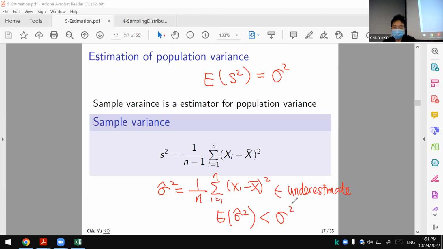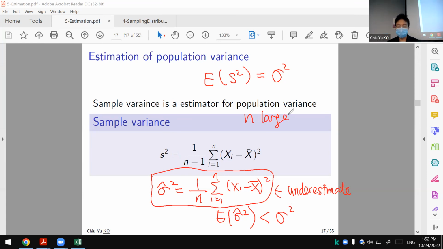But I think actually both of them are consistent, and so that's why it is okay. It's not that bad to use this one. In fact, especially when n is large, they are the same. But when n is small, we have to be very careful.